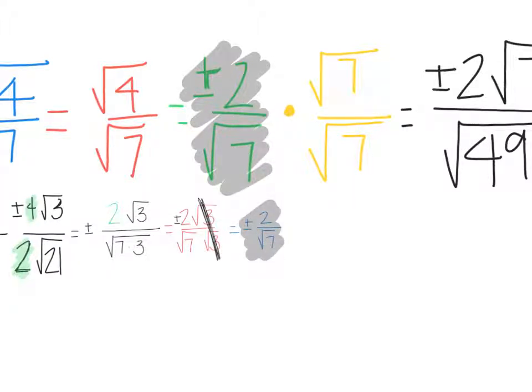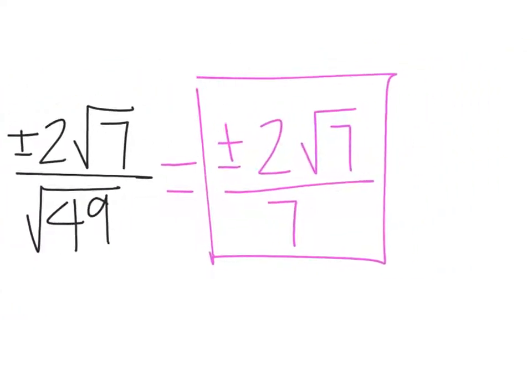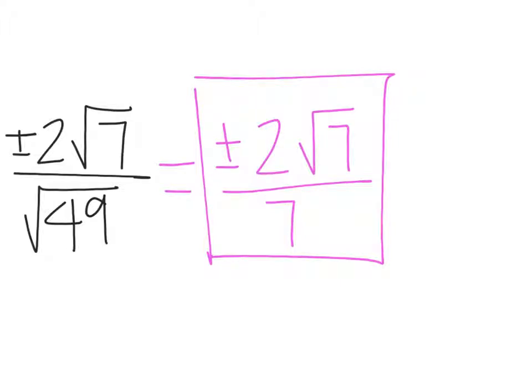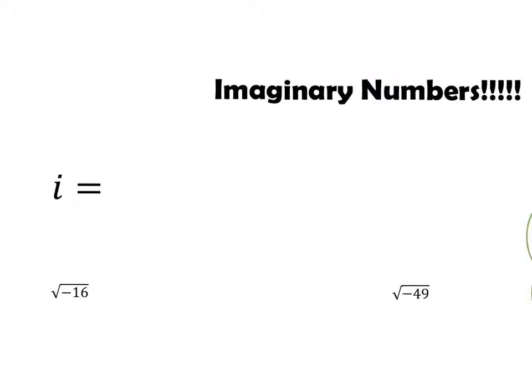So that means that after I rationalize this one, it's going to end up as 2 plus or minus 2 square root of 7 over 7. So without having to go through that whole process again, I am going to end up with the same answer. The very last thing I want to talk to you about is imaginary numbers.